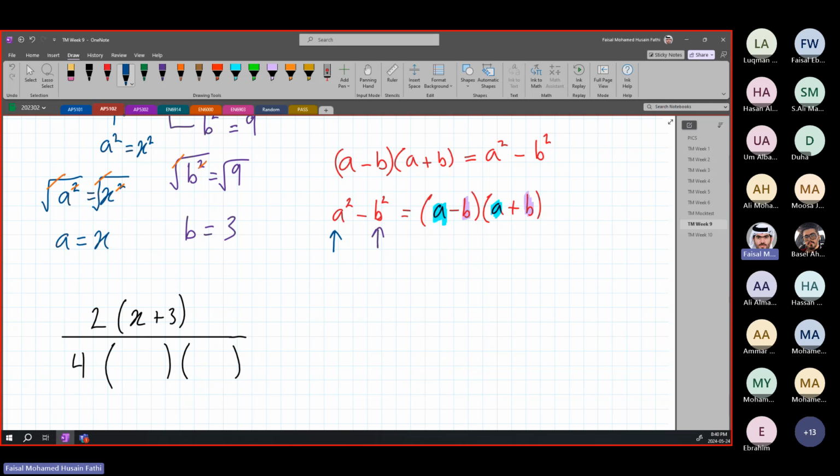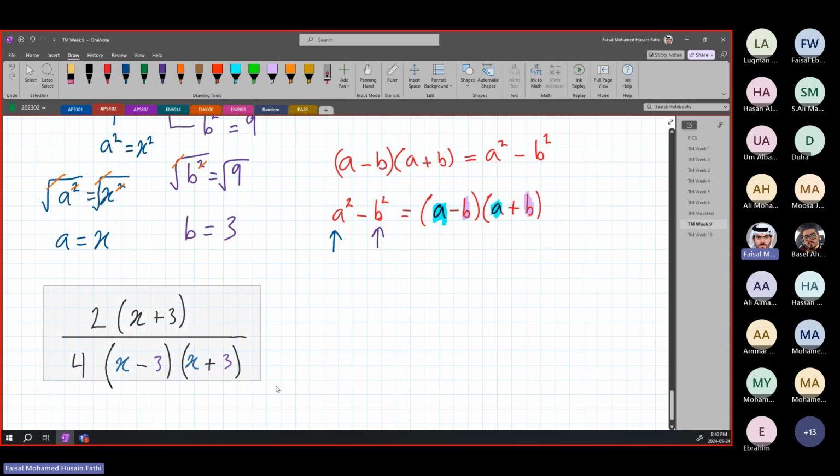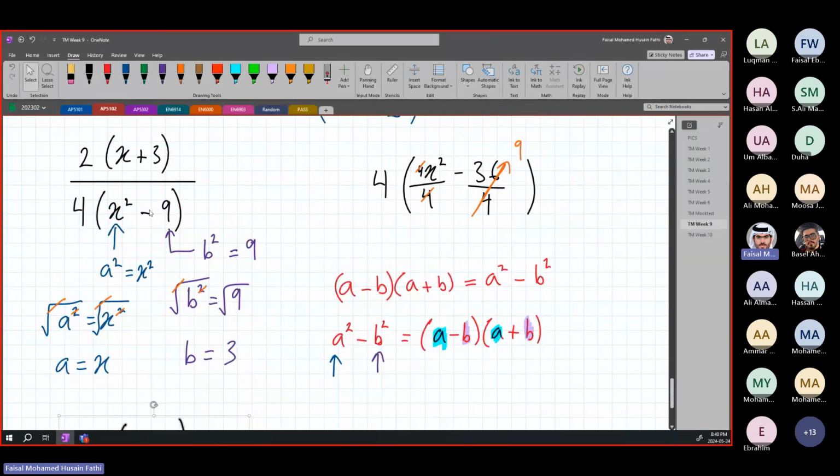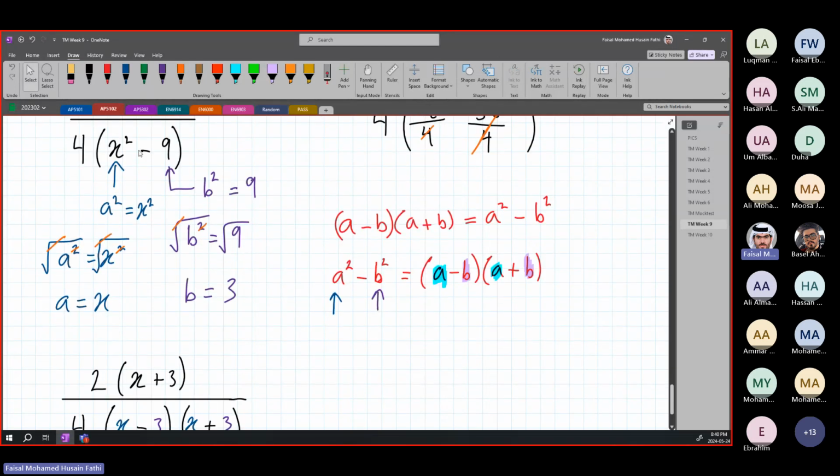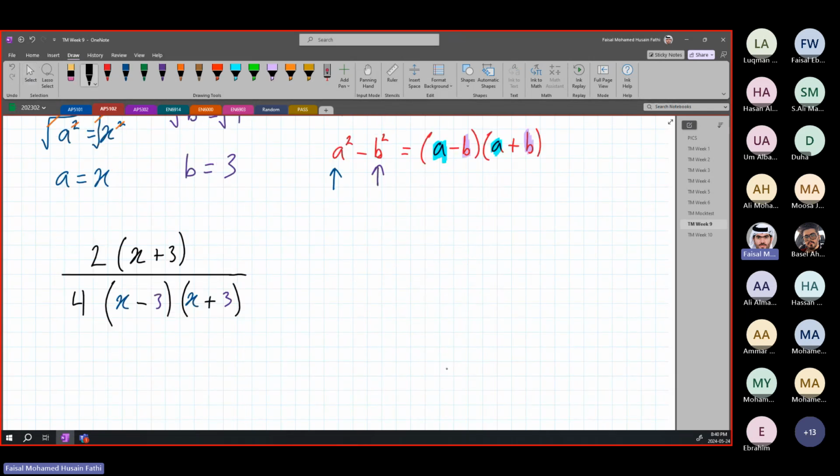What is the value for a? It is x. What is the value for b? In purple, it is 3. And we have one minus and one plus. This is the way you do the factorization when you have this form. You have to use this equation and apply it, and you have to make sure that in between it has to be minus to be able to use this form. Okay?